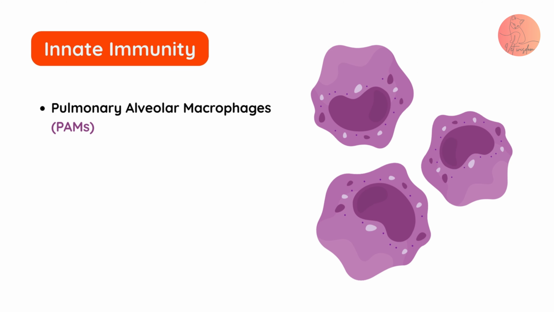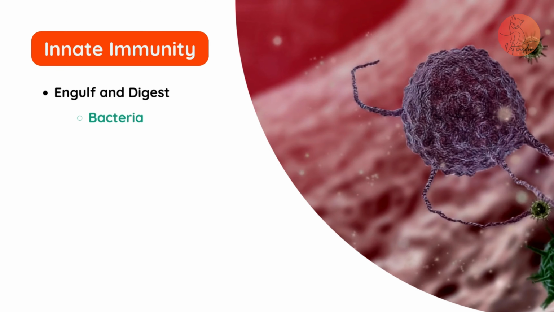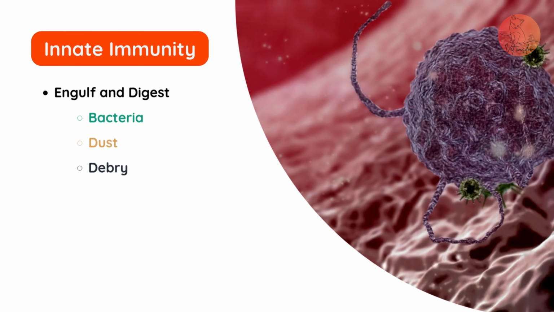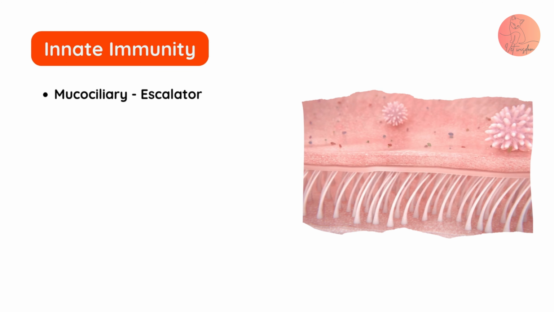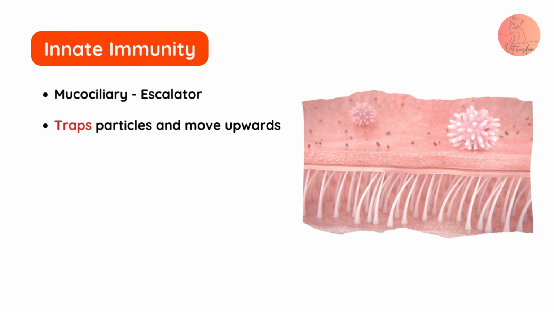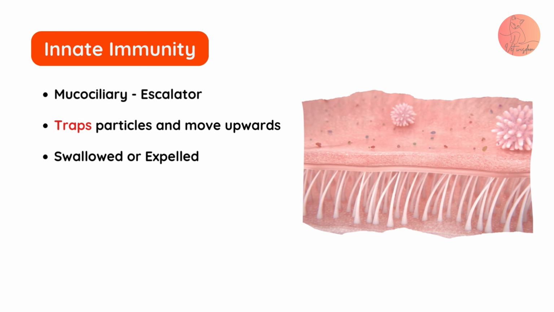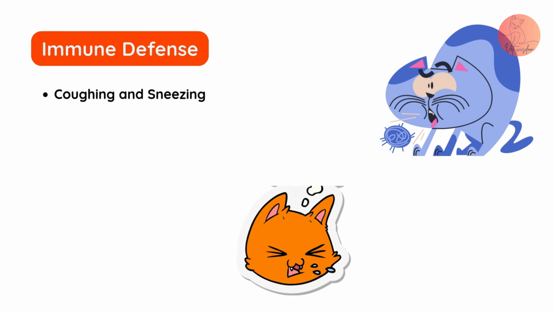Innate immunity: pulmonary alveolar macrophages patrol the alveoli. They engulf and digest bacteria, dust, and debris, acting as the first responders. The mucociliary escalator, made of mucus and cilia lining the airways, traps particles and moves them upward toward the pharynx, where they can be swallowed or expelled. Coughing and sneezing are protective reflexes that physically remove irritants from the airways.